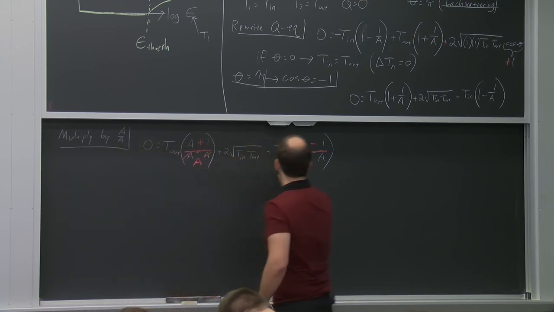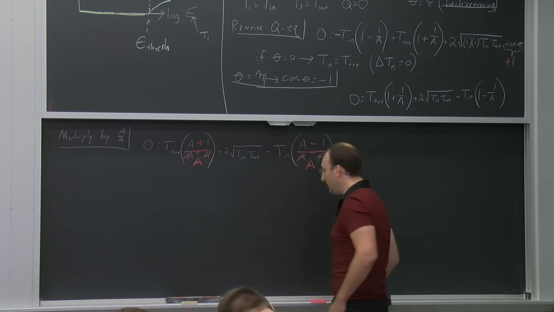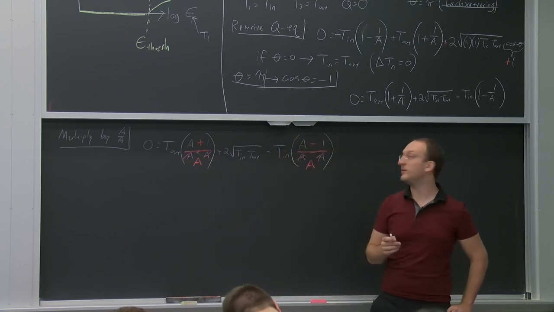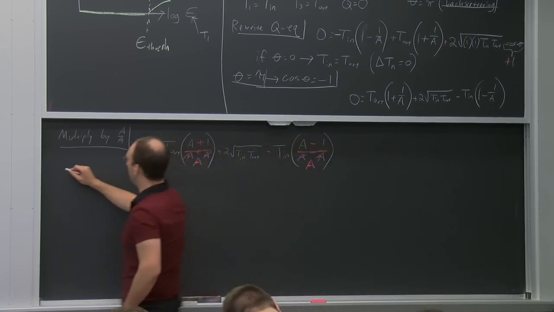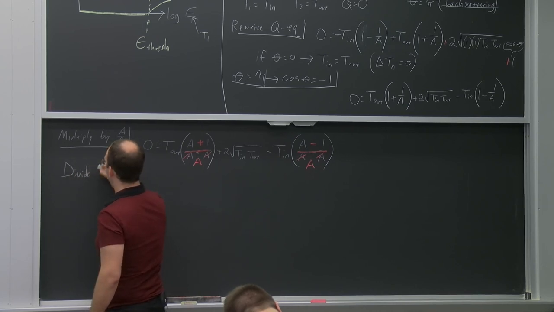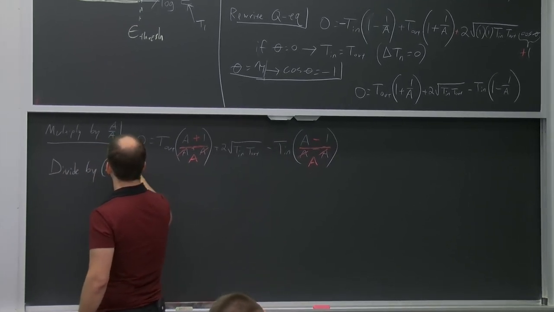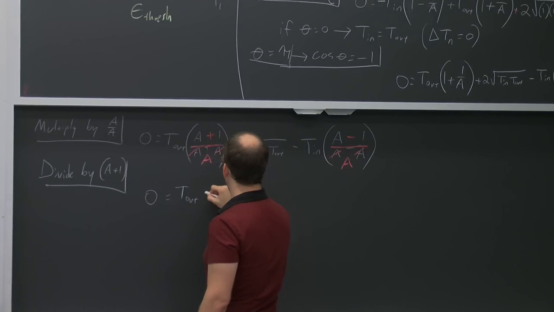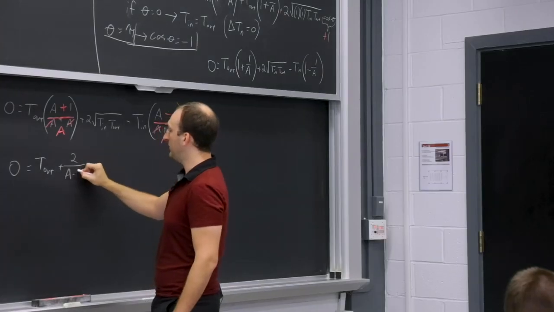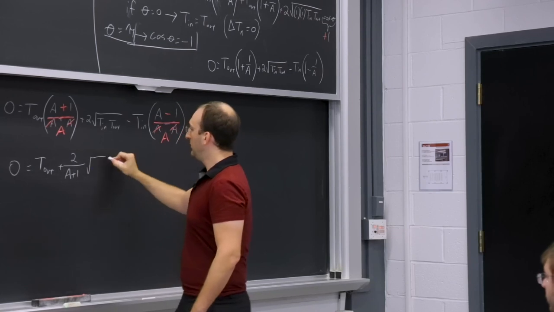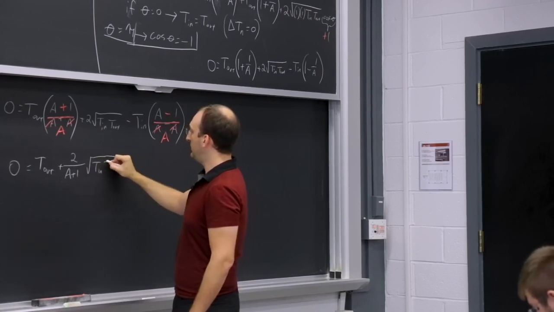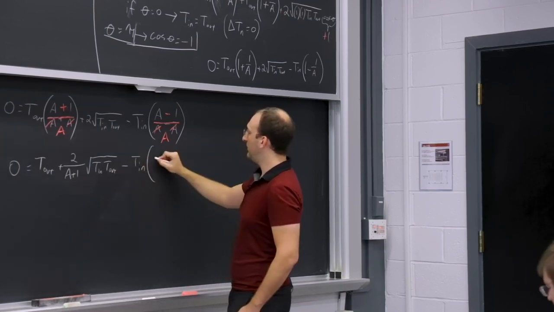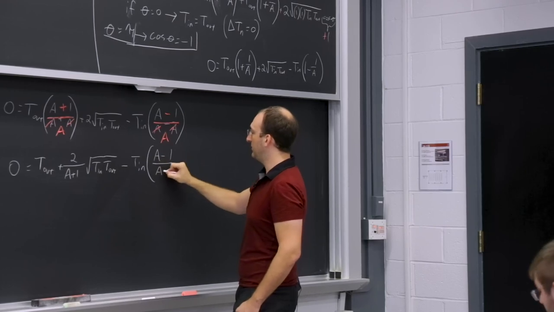We'll just say that's A. Last step that we'll do is try and isolate T out. So at least one of our quadratic factors is going to be simple, like 1. So next step, divide by A plus 1. And then we get 0 equals just t out plus 2 over a plus 1 root t in t out minus t in times a minus 1 over a plus 1.